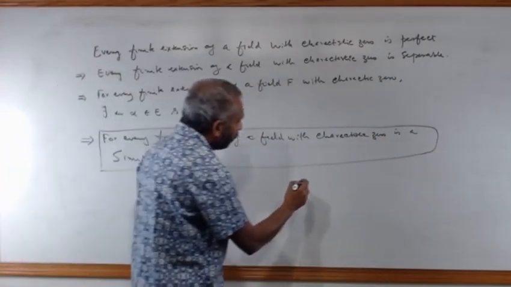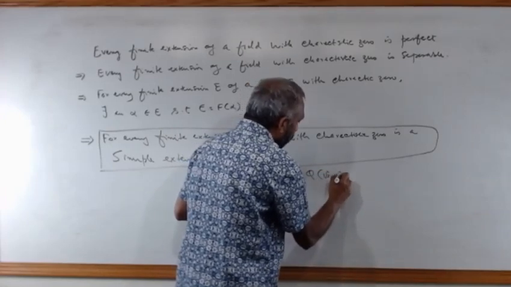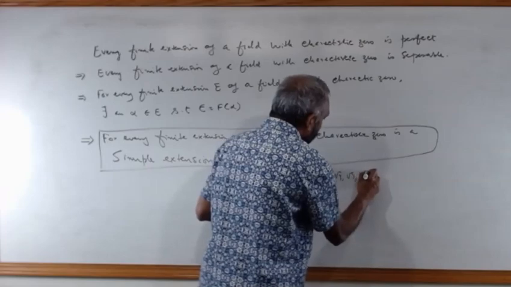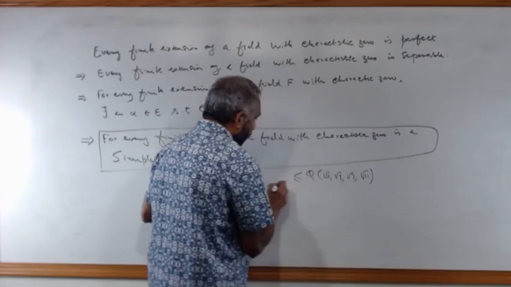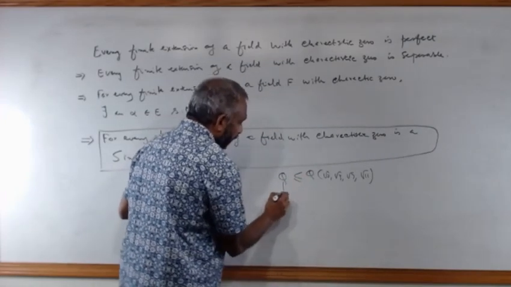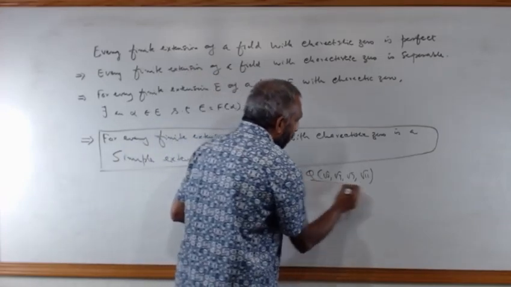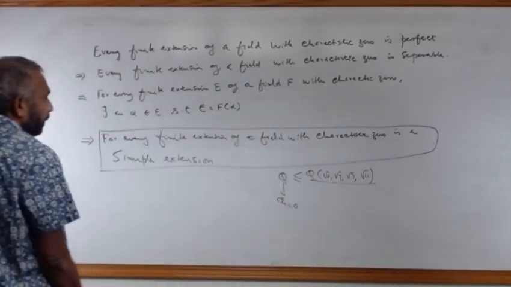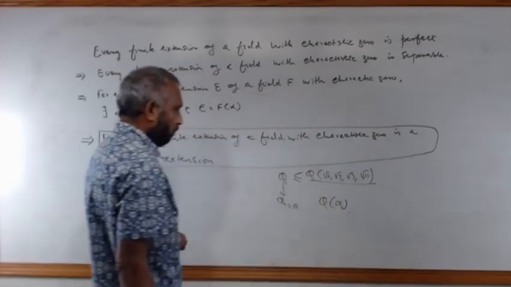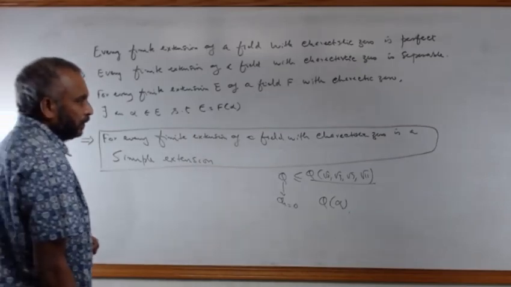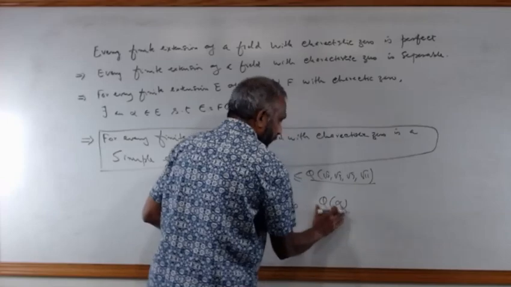For example, if you take Q(√2, √3, √7, √11), this is an extension of Q, and this is characteristic 0, then the primitive element theorem says that this can be written as Q(α). So this extension is always a simple extension.